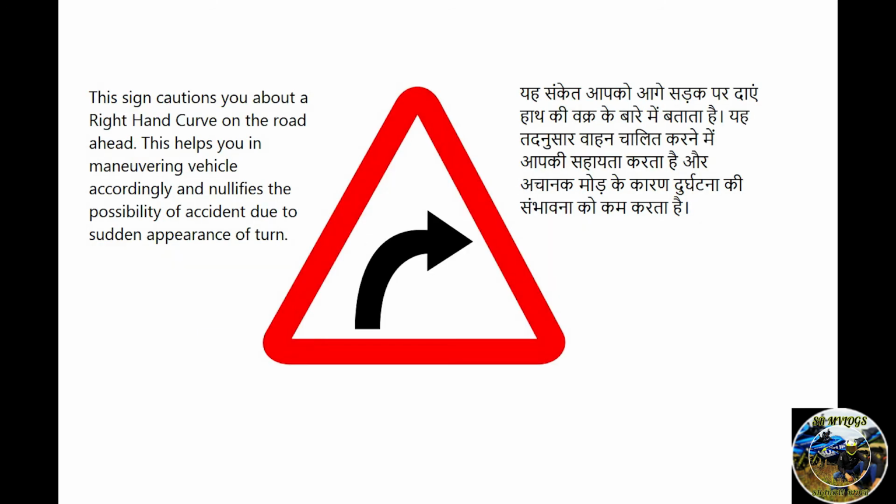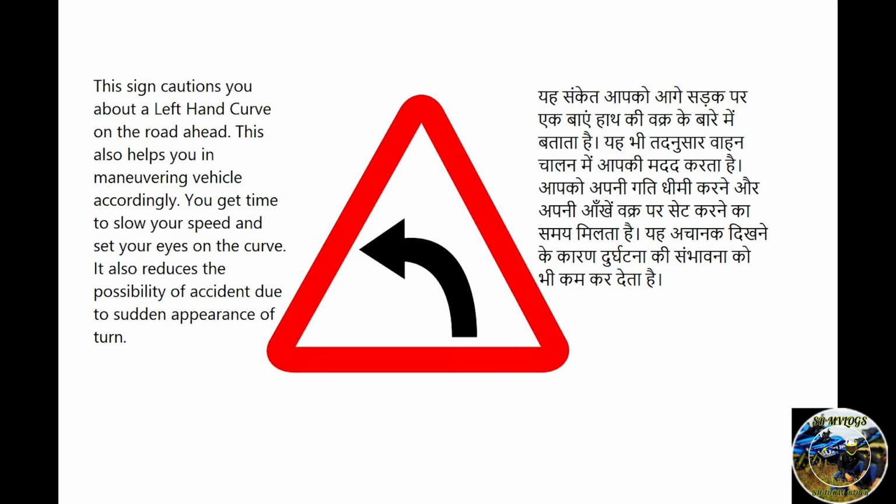This sign cautions you about a right-hand curve on the road ahead. This helps you in maneuvering vehicle accordingly and nullifies the possibility of accident due to sudden appearance of turn. This sign cautions you about a left-hand curve on the road ahead. This also helps you in maneuvering vehicle accordingly. You get time to slow your speed and set your eyes on the curve. It also reduces the possibility of accident due to sudden appearance of turn.